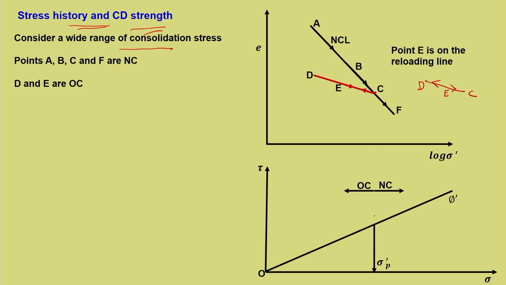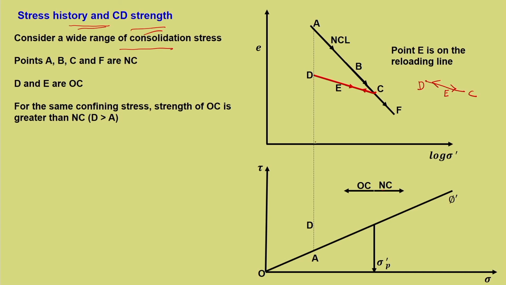So here, first let us mark the pre-consolidation pressure. This separates NC and OC behavior. So less and more, and more will be NC. For the same confining stress, the strength of OC is greater than NC. That means we are considering points D and A. Now D and A are at the same stress condition, but D has a higher strength than A. So that is one important observation.